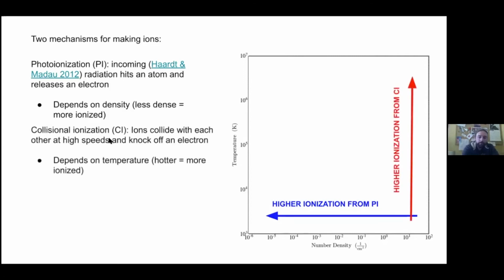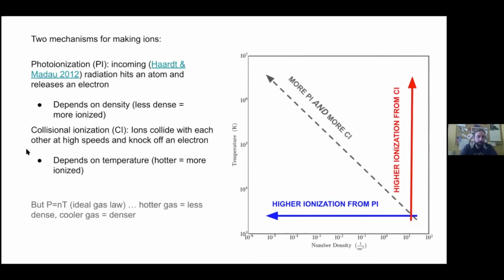And the other mechanism is called collisional ionization. So this is where ions collide with each other at high speeds and they knock off an electron. This is just the definition of temperature, basically. So it depends on temperature. The hotter you are, the more often you'll have these collisions and the more ionized your equilibrium state will be.